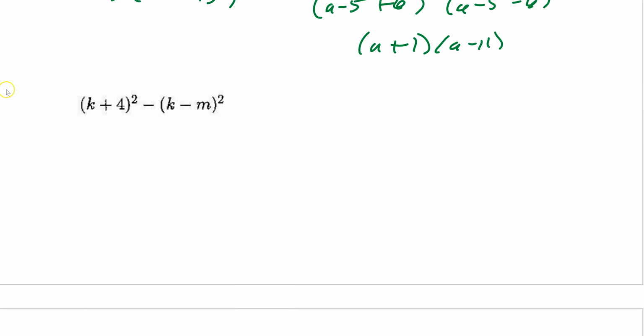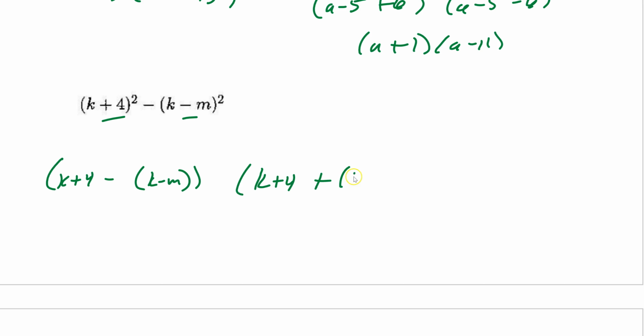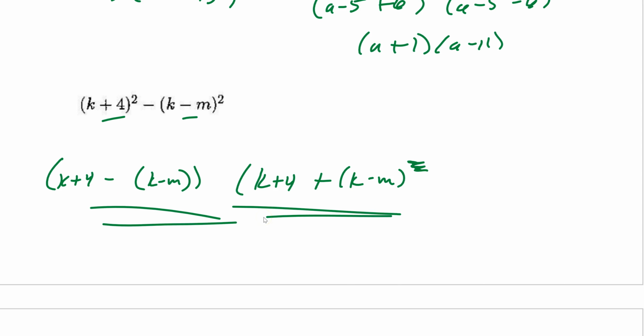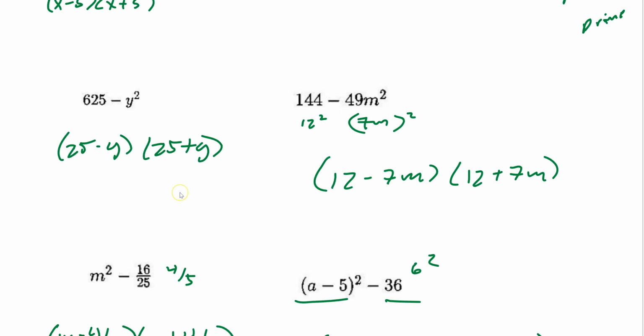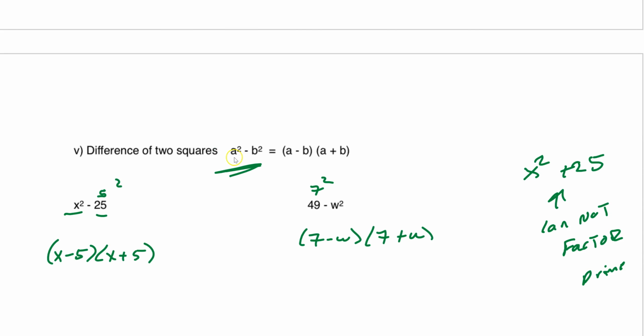Right, and the same thing here. They're both squares, so the square root of that is k plus 4, minus the square root of that, k minus m, and over here k plus 4 plus k minus m. So that's the difference of two squares. Again, I cannot stress enough, both have to be squared and it has to be a negative in between them. So that's how we factor.